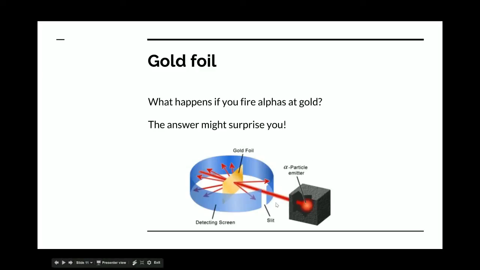So he had his gun set up, pointed at some gold foil, and he surrounded it with this phosphor screen. Basically, every time an alpha particle strikes the screen, it'll create a little flash of light. So it's a particle detector. And so then you set up your phosphor screen and you leave an instrument there to count the flashes and where they land. And when you come back, you'll have a lot of data to work with.